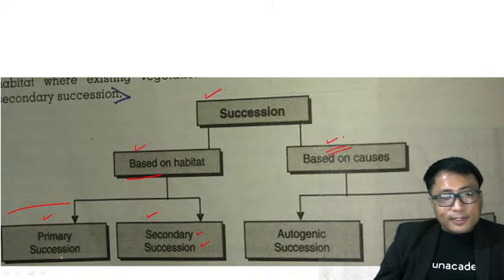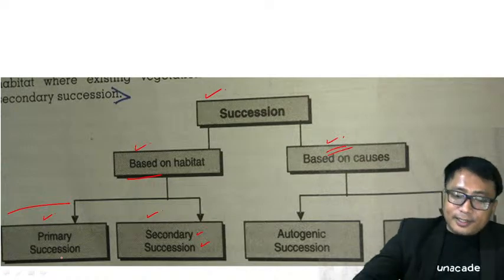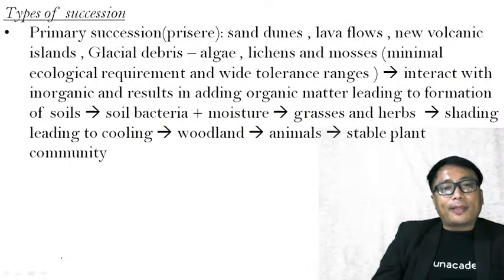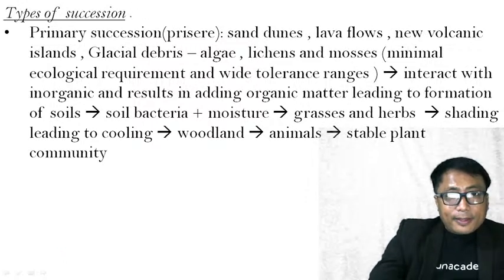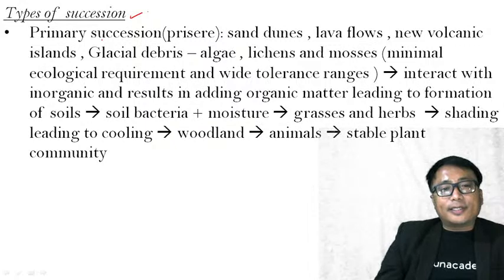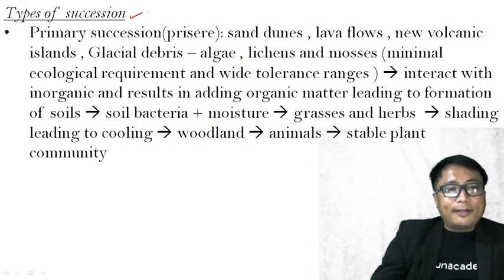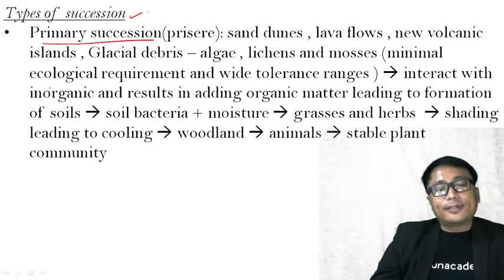What is the meaning of autogenic succession? What is the meaning of allogenic succession? Okay, we will see that. But let us see the primary succession example and the secondary succession example. Kindly pay attention. It is very, very important.